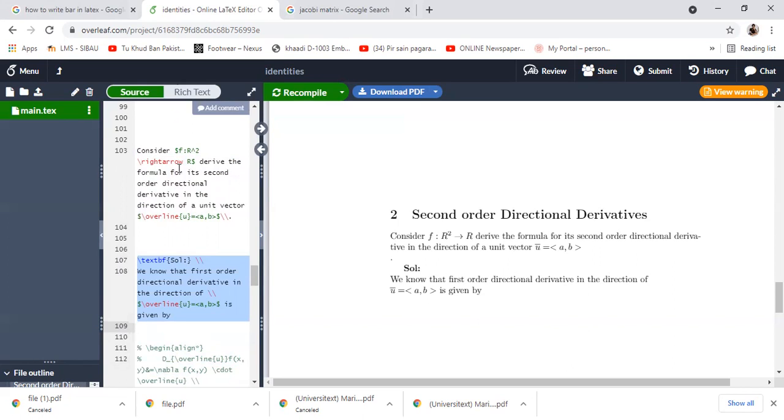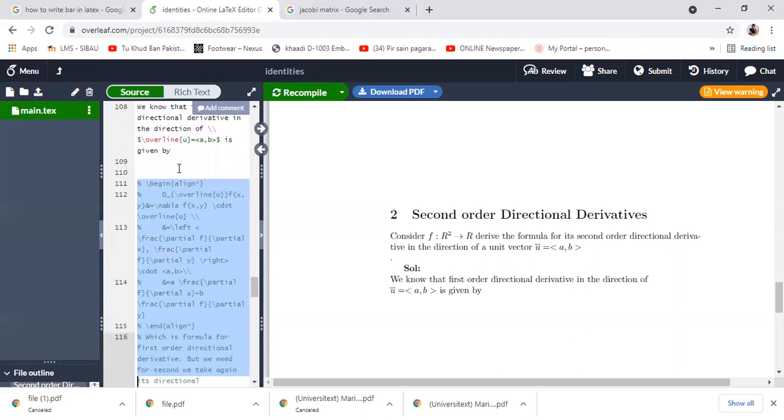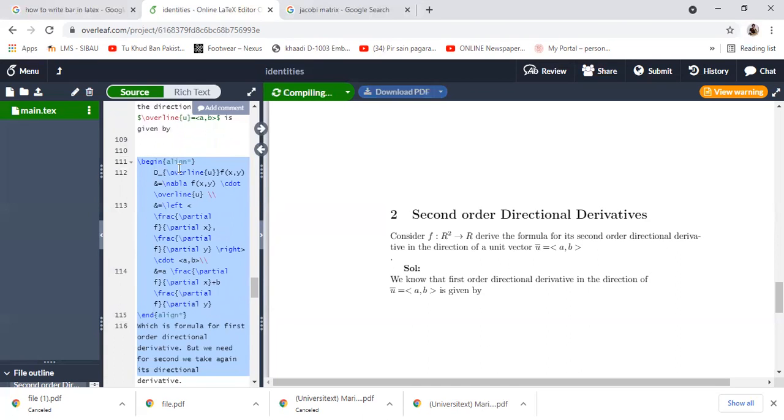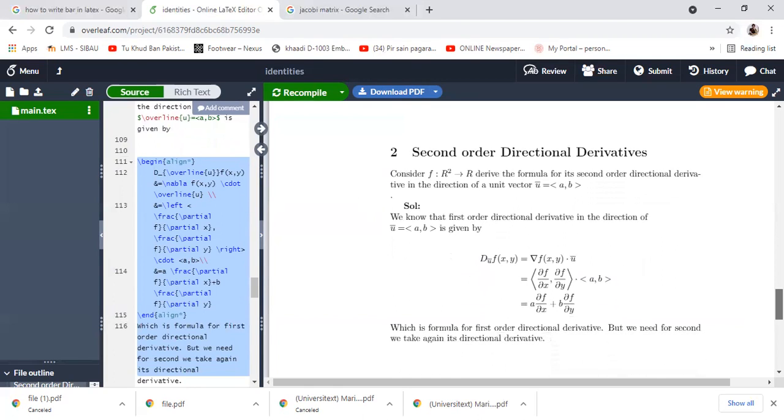We know that the first order directional derivative in the direction of this unit vector is given by, let's see. For the first order directional derivative, what we do basically is calculate the gradient of f and take its dot product with the given direction vector, that is a unit vector. You know that the gradient is computed by the partial of f with respect to x and the partial of f with respect to y. And then you have to take its dot product with a comma b.